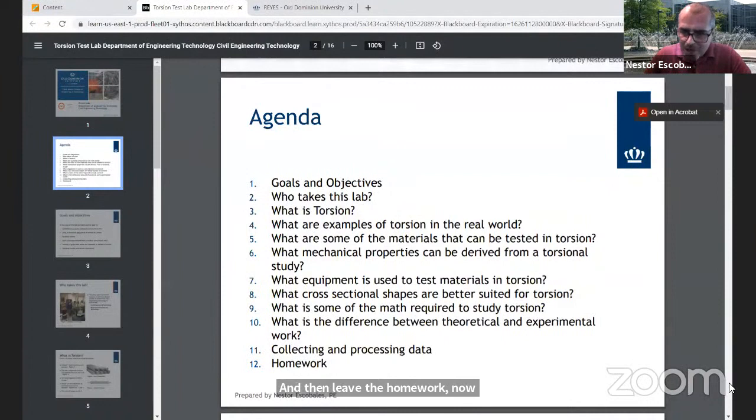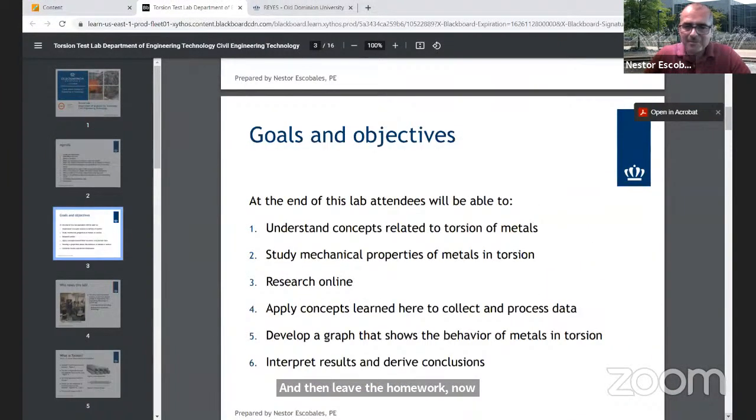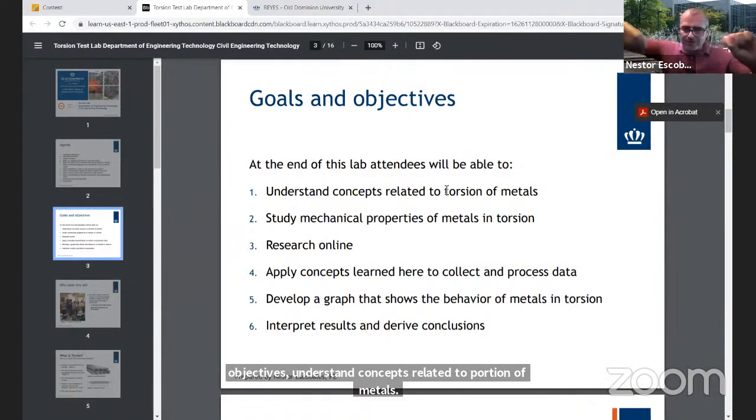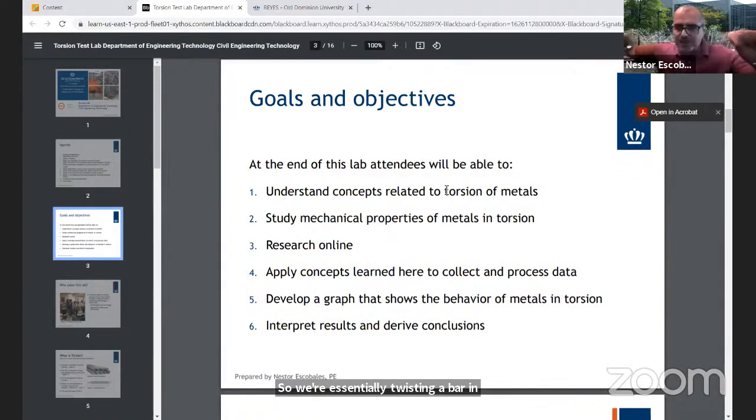Now, let's talk about what is happening in here. So we have in goals and objectives, understand concepts related to torsion of metals. So we are essentially twisting a bar, and this bar is solid.